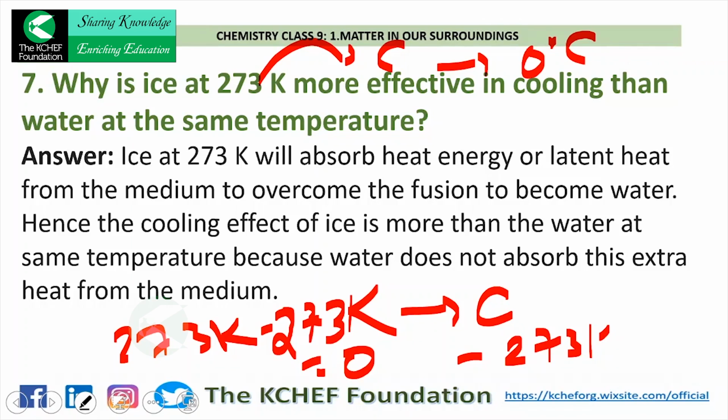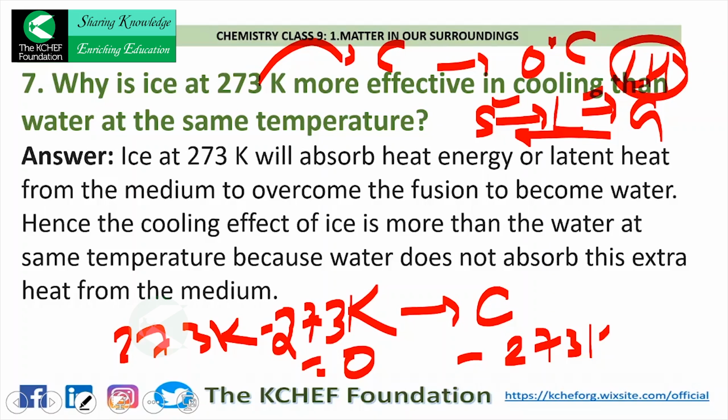Ice at 273 Kelvin will absorb heat energy or latent heat from the medium to overcome the fusion to become water. Hence, the cooling effect of ice is more than water at the same temperature, because water does not absorb this extra heat from the medium. We have studied the latent heat of vaporization, right? So similarly here, when state changes happen, like when solid changes to liquid and liquid changes to gas or vice versa, there is one extra term, latent heat, at the point of change of state. So of course it will cause more cooling effect.